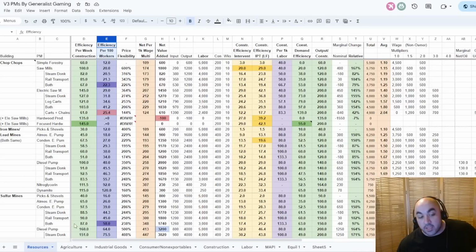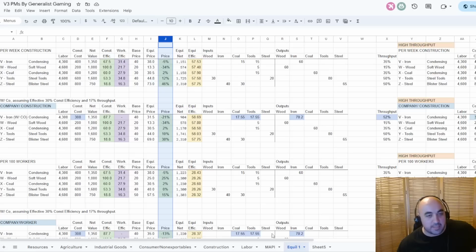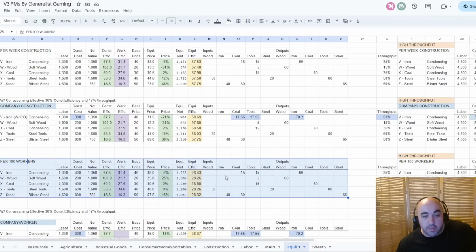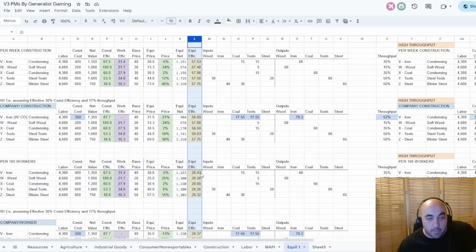And so just taking a very brief look, because we don't want to get too deep in the weeds, we can also look at the per 100 workers one, which is going to be wildly different in terms of the equilibrium efficiency. Now that we're caring about per 100 workers, you notice a sharp deviation from the prices that we had in the per week of construction build, where now it's minus 5%.